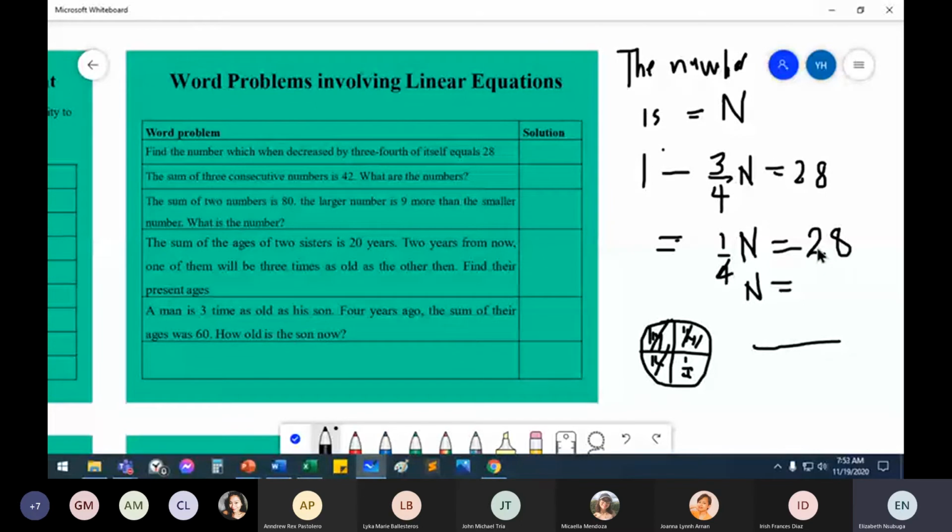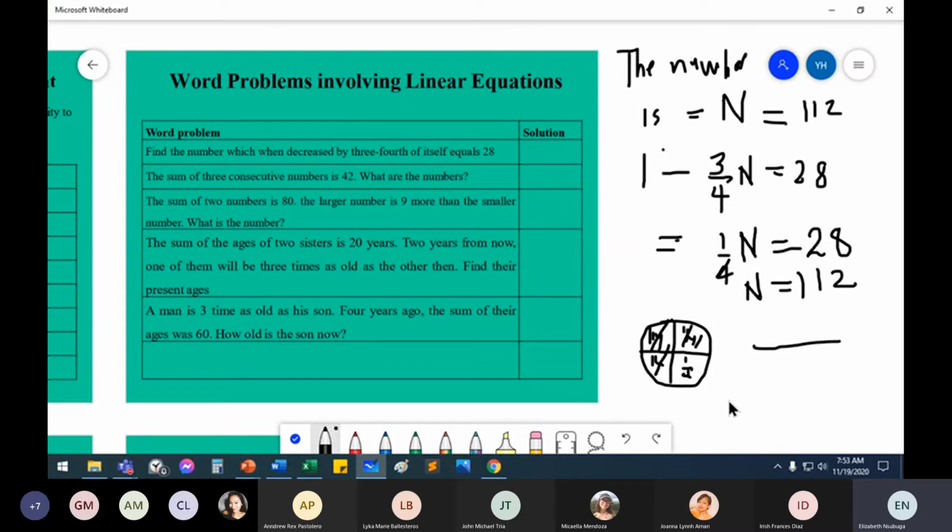128 times 4 will give me 4 times this is 8 plus 3, 112. I think 4 times 8 is 32. 4 times this is 8 plus 3. So therefore, my n is equal to 112. Do we want to prove this? Yes, let's try to prove it.